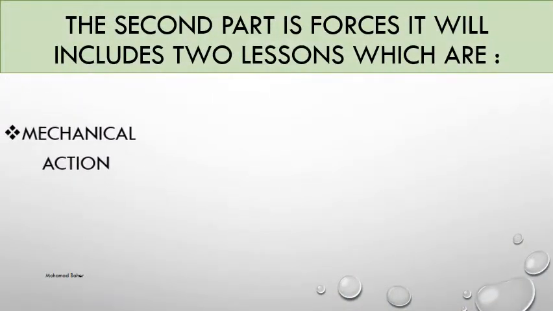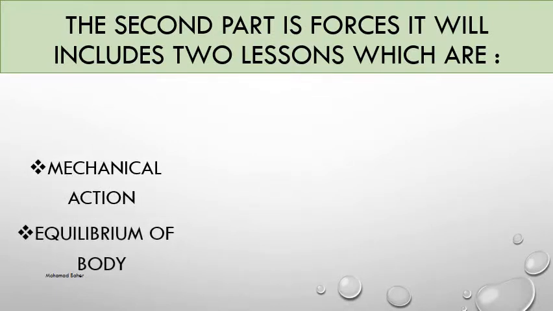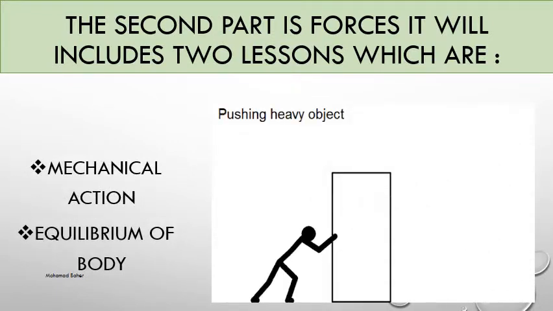Now we will talk about the second unit of this year. The second unit is forces. It will include two lessons which are mechanical action and equilibrium of a body. The first lesson talks about the definition of the force and the nature of each force and the characteristics of each force. The characteristics are point of application, line of action, direction, and its magnitude. This lesson you took it in grade 8, while the second one is a new lesson talks about equilibrium of a body and it is very exciting lesson and surely it is a simple one.